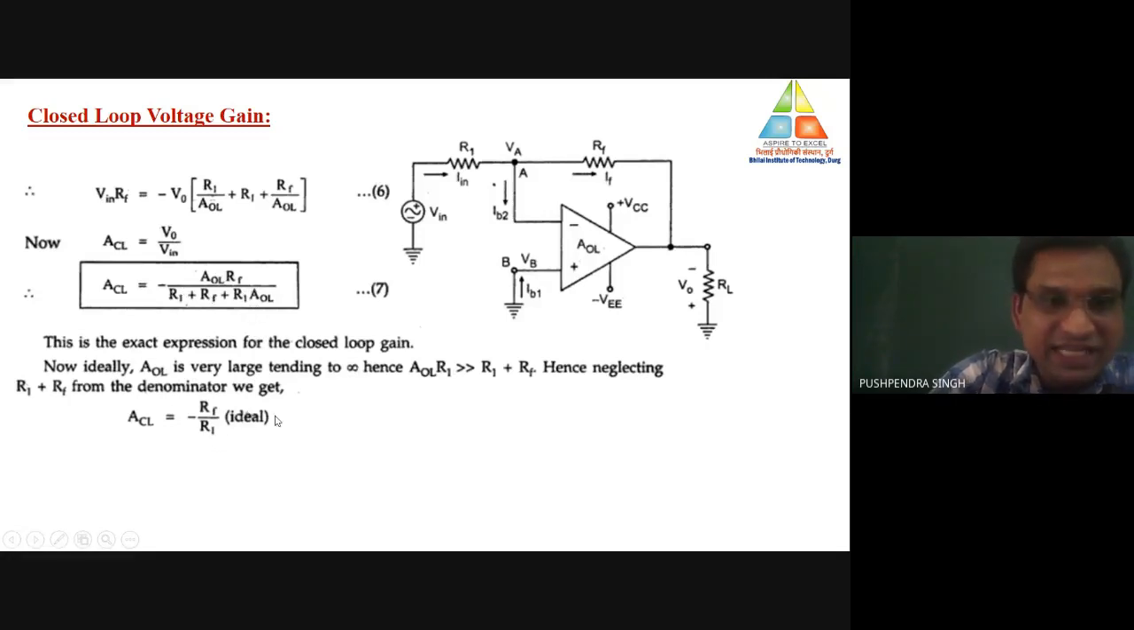So this is the ideal expression for the inverting amplifier of the op amp. Whenever someone asks what the ideal closed loop gain of the inverting op amp is, the ideal gain is minus RF by R. But what is the practical gain of the inverting amplifier? Minus AOL into RF divided by R1 plus RF plus R1 into RF. That is the exact expression of closed loop gain.